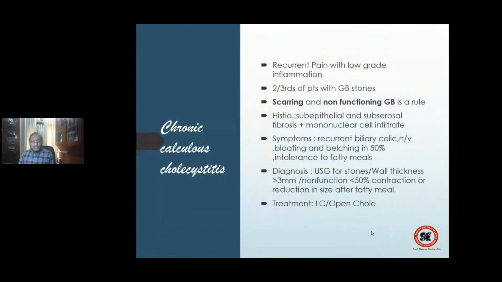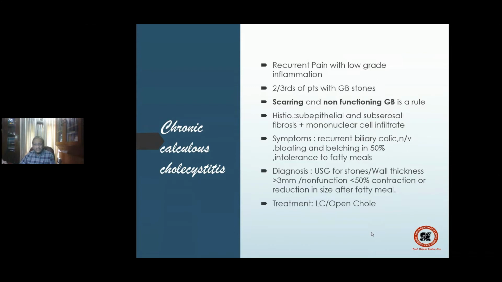Right? What about chronic calculous cholecystitis? Chronic calculous cholecystitis is basically a variant where you've got recurrent pain with low grade inflammation, and two-thirds of the patients have gallbladder stones. That means in chronic cholecystitis, if you look at the analysis, you'll find two-thirds of these patients will have a coexisting gallbladder stone. It doesn't mean two-thirds of gallbladder stones have chronic cholecystitis. Please don't go with that information in your mind. If you look at 100 patients with chronic cholecystitis, then roughly 70% of them would be having a gallbladder stone.